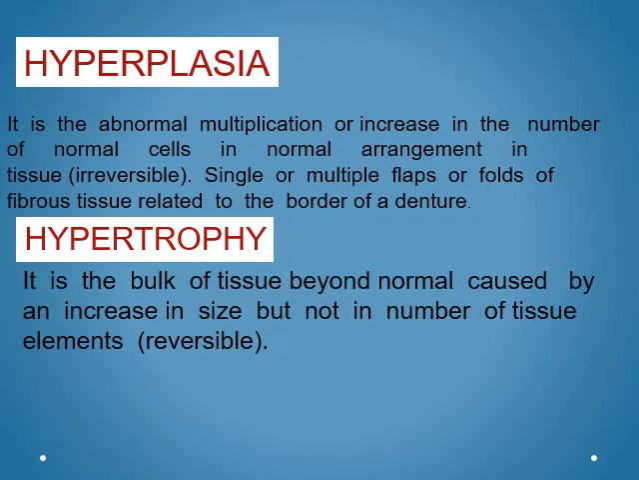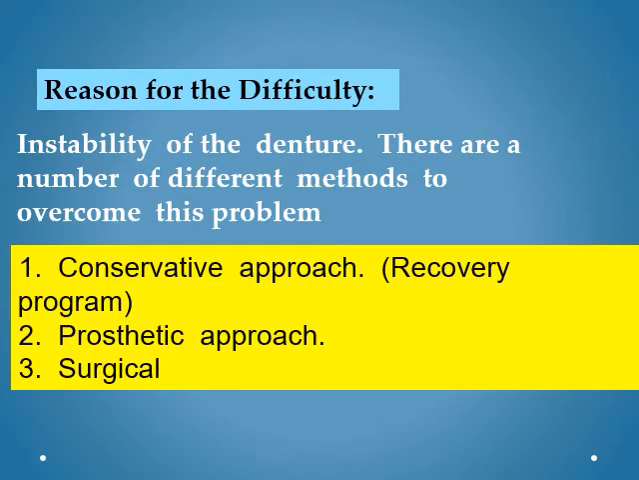Hyperplasia is abnormal multiplication or increase in the number of the normal cells in normal arrangement of the tissue. Single or multiple flaps or folds of fibrous tissue related to the border of a denture. Hypertrophy is a bulk of tissue beyond the normal caused by an increase in the size but not in number of the tissue, and it is reversible. That is the difference between hyperplasia and hypertrophy. The first one is irreversible, it doesn't return, whereas hypertrophy is reversible, it can return to its normal.